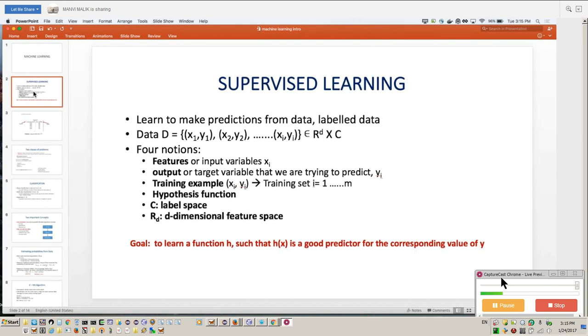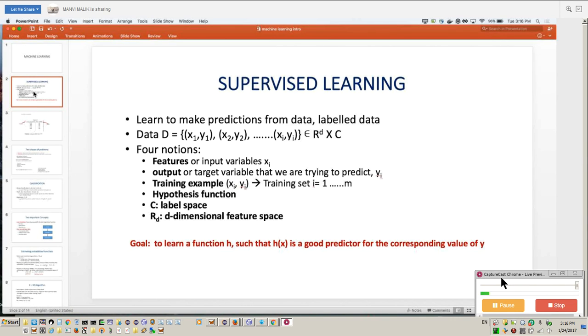Okay. So I will start with the first, supervised learning. In supervised learning, the distinguishing feature is that your data is labeled, and the goal is to make predictions from that data. Let's say these are your data points, x1, y1, so on to xi, yi, and they are defined in a d-dimensional space. And C is basically your label space. I will explain in more detail what that means.